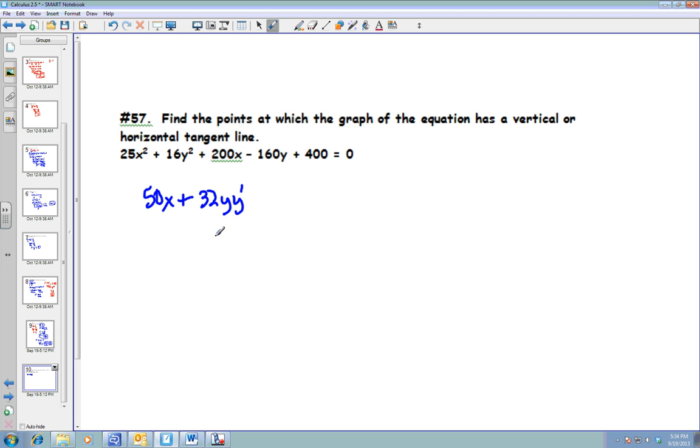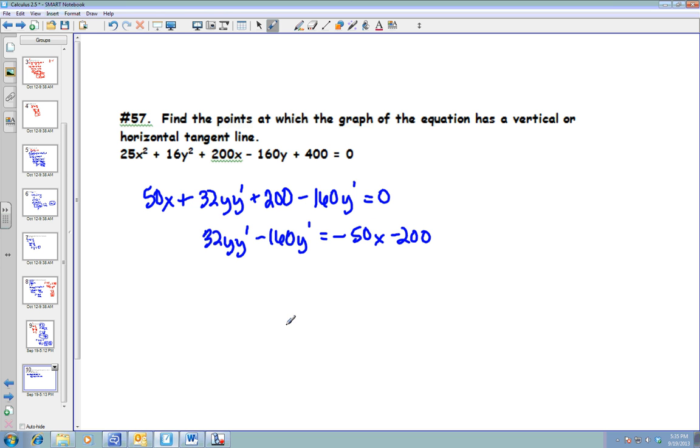So the derivative of this would be 50x plus derivative of this would be 32y prime plus derivative of this would be 200 minus derivatives would be 160y prime. Derivative of 400 is 0, so equals 0. Okay, let's solve for y prime. So I have 32y prime minus 160y prime, and then I'm taking everything else over to the other side. Factor out y prime. 32y minus 160 equals negative 50x minus 200.